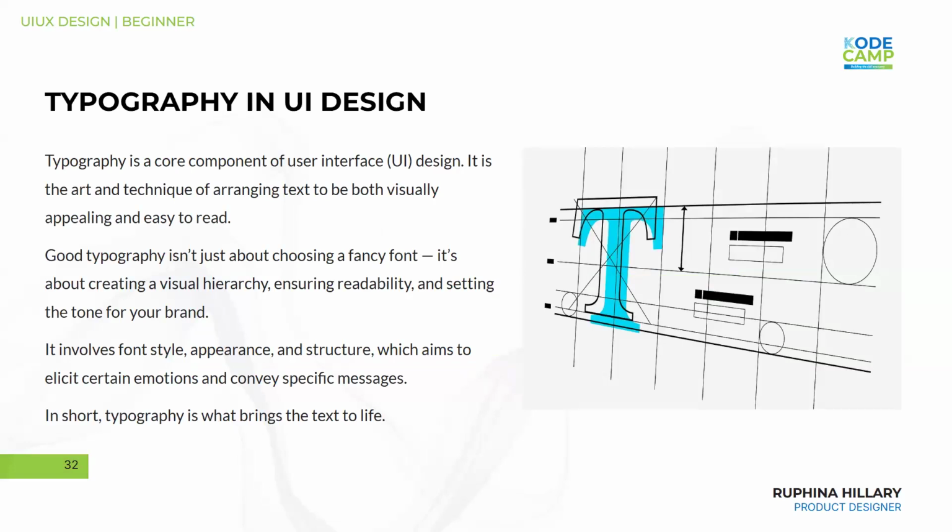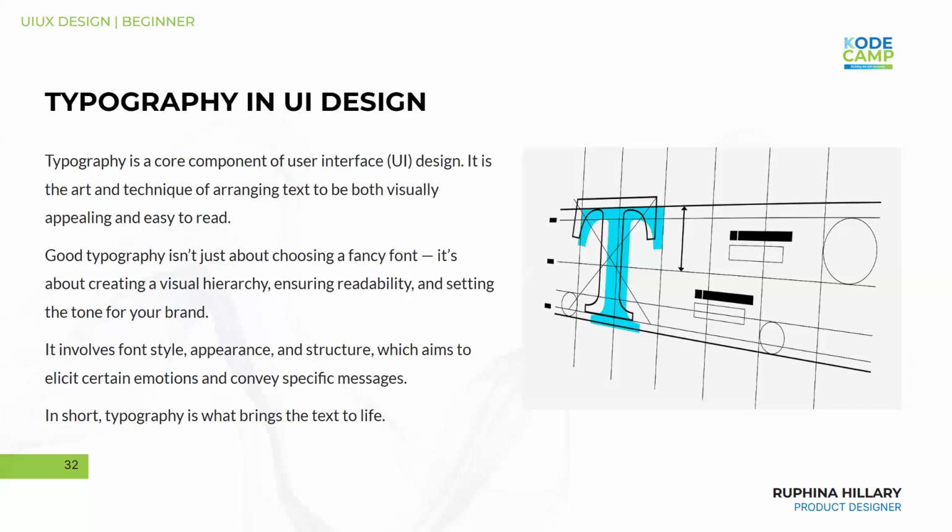It's the art and technique of arranging text to be both visually appealing and easy to read. Right? So, two concepts: visually appealing and easy to read. So now in typography in UI design, remember it's design. So we're not just talking about text like text on our notebook or text on a novel. We're talking about something that is communicating with users, an interface. So you want it to be visually appealing, right?